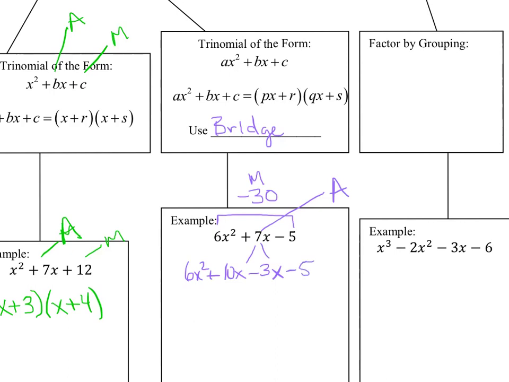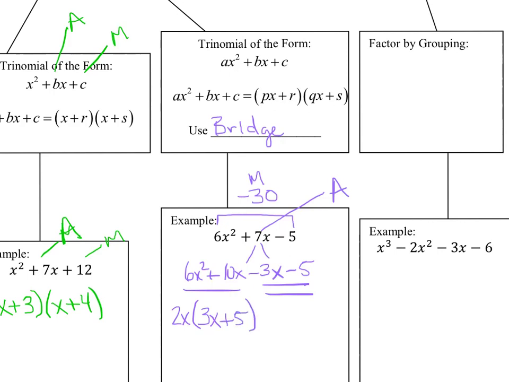Now, I probably should have talked about factor by grouping first, but notice how many terms we have. We have 1, 2, 3, 4, so we're going to factor by grouping. So I'm going to group the first two terms together and then the last two terms together. The first two terms both have a 2x. So if I factor out a 2x, I'm going to get 3x plus 5.